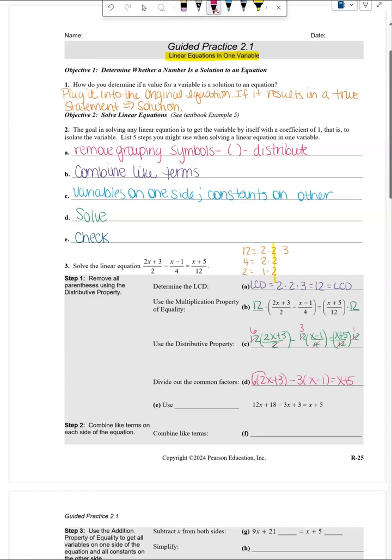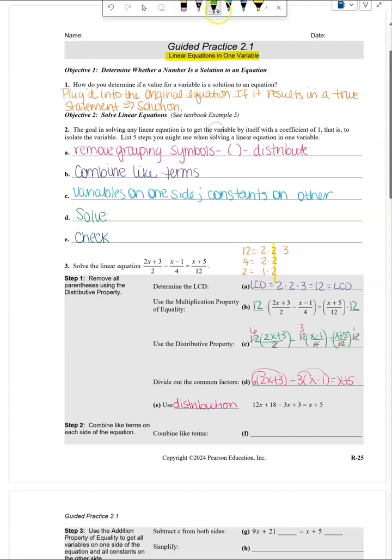To do that, we would take the 6 in and the 3 in to our grouping symbols, which are our parentheses, and that is called distribution. So we would use distribution, which would result in 12x plus 18 minus 3x minus 3, which would equal x plus 5. Okay? So now we're going to combine like terms.